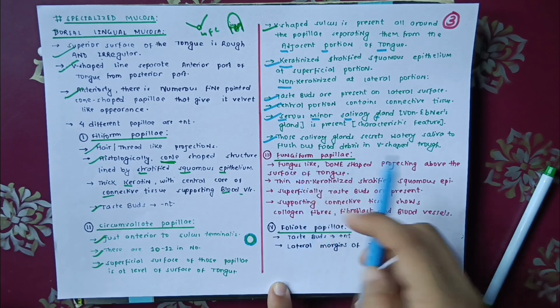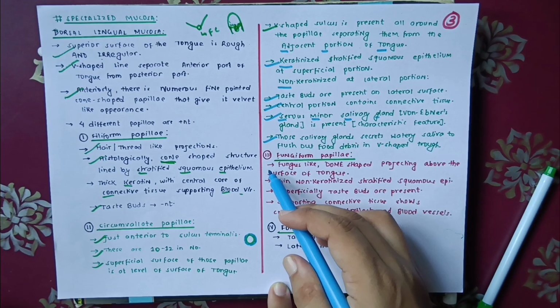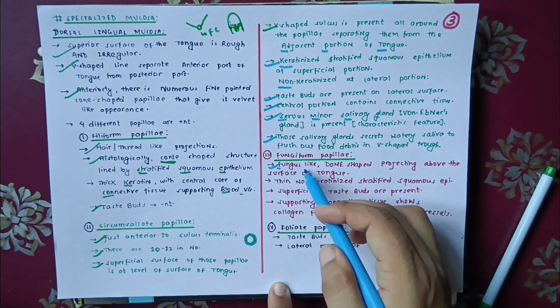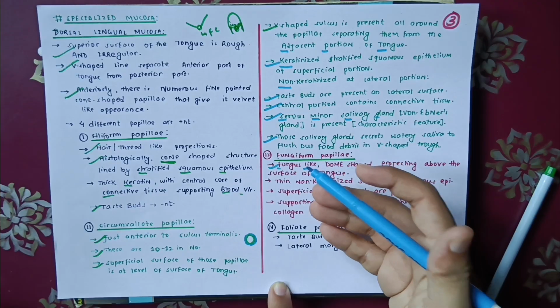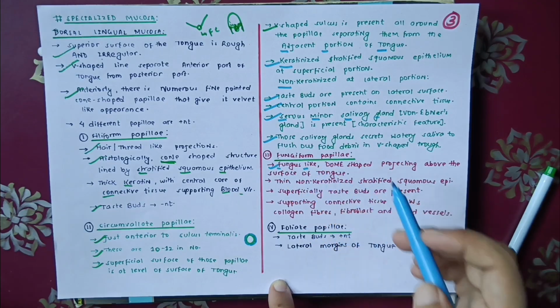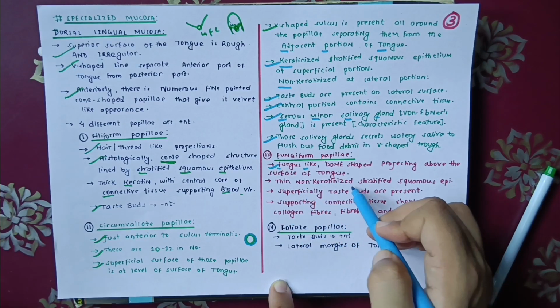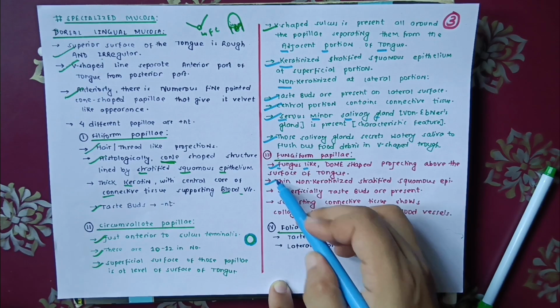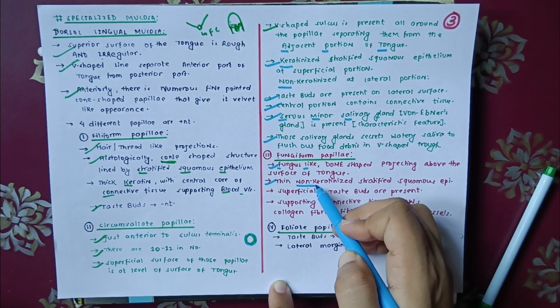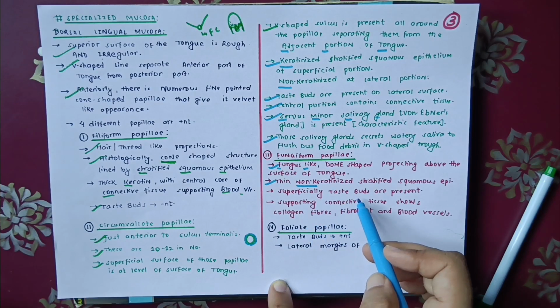They are fungus-like, dome-shaped, projecting above the surface of the tongue. The name fungiform comes from being fungus-like and dome-shaped, projecting above the surface of the tongue, with thin non-keratinized stratified squamous epithelium. Superficially, taste buds are present here.